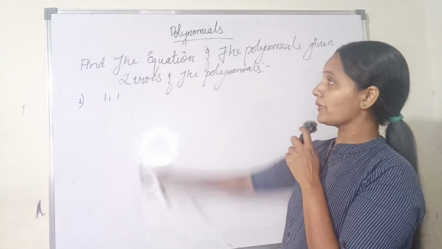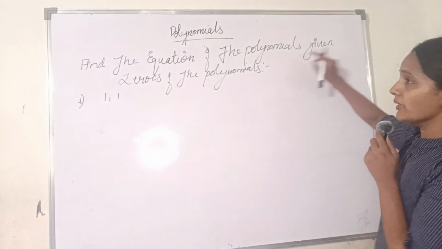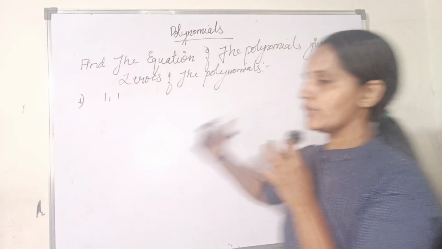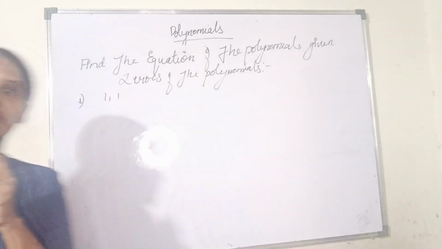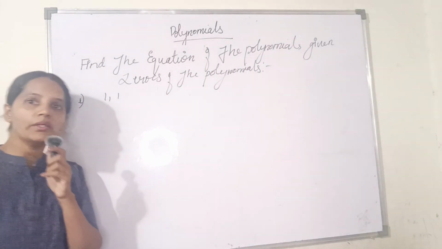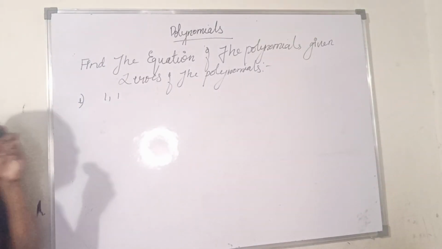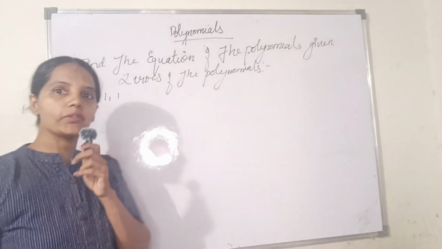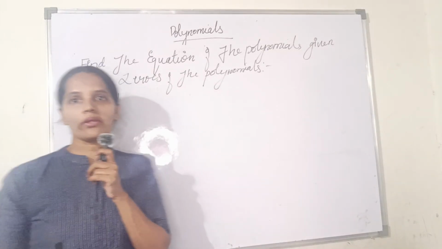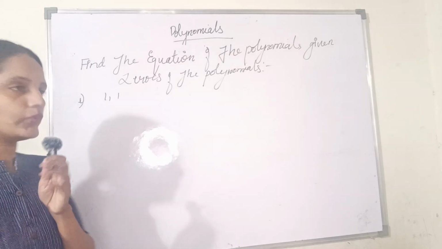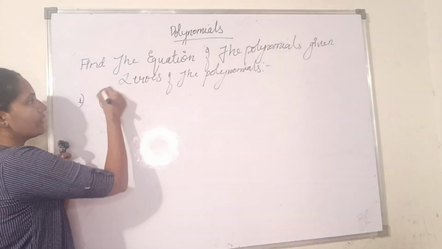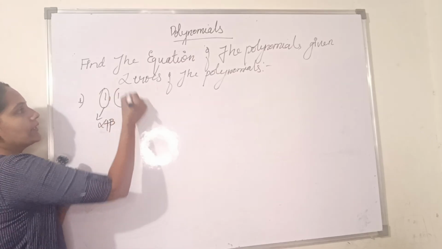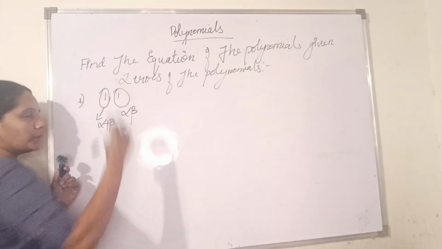The next part is to find the equation of the polynomial given the zeros of the polynomial. What are the zeros of the polynomial? We know that the zeros of the polynomial means its sum and product value. So what is the sum? It is alpha plus beta. What is the product? It is alpha into beta value. The first value they have given will be alpha plus beta, the second value will be alpha into beta.